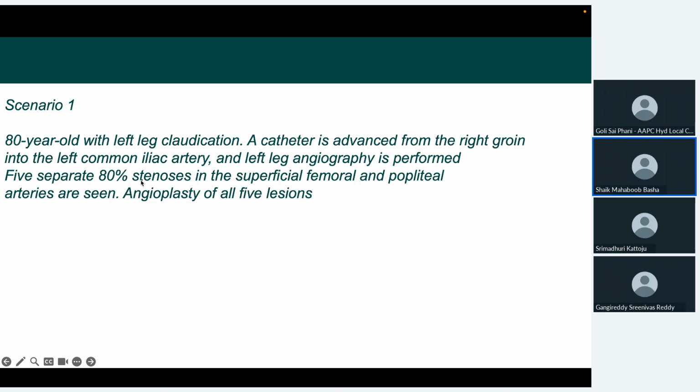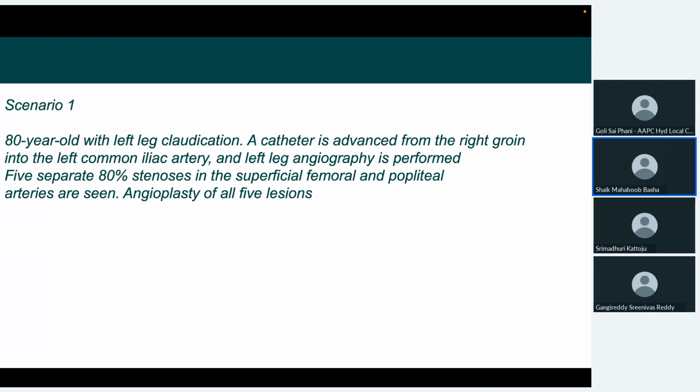5 separate stenoses in the superficial femoral and popliteal arteries are seen. 5 angioplasties are performed for these 5 stenoses. So in the superficial femoral and popliteal arteries, a total of 5 angioplasties, all 5 stenoses having 80%. So now what will you code? How will you code? Can anyone suggest your answer?